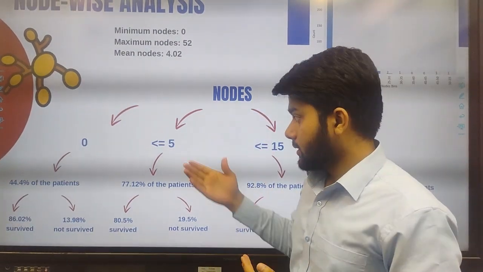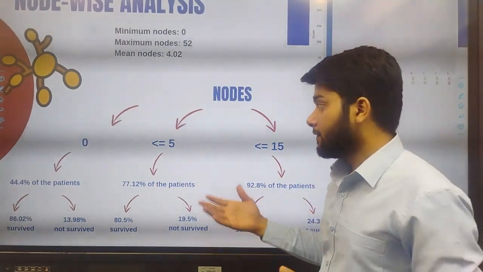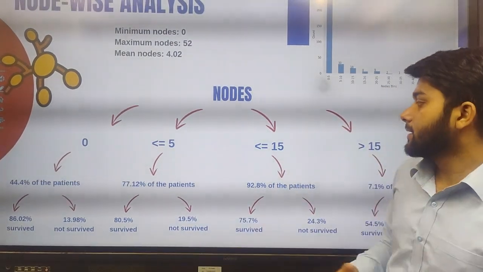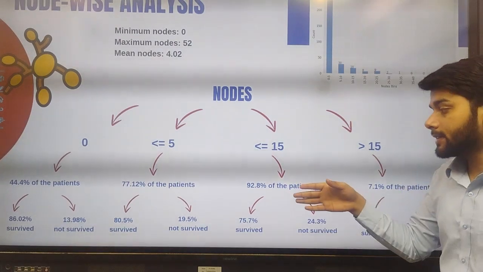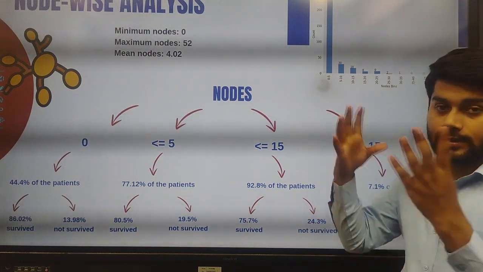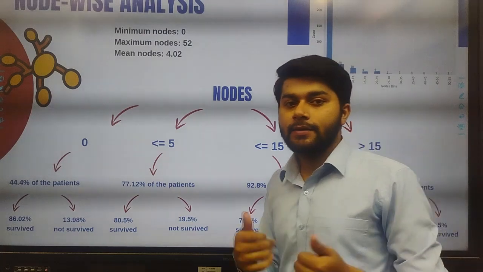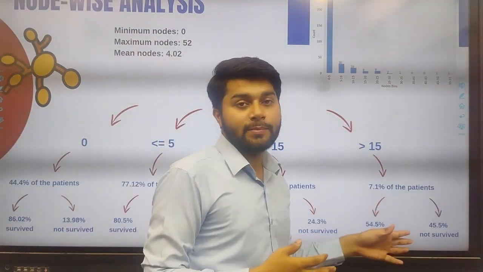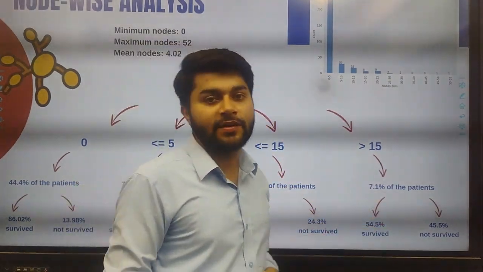Increasing the number of nodes, for 5 or fewer nodes, 77% of the patients fall in that group, and of them 80% survived and 20% didn't survive. If you consider 15 nodes or lower, 92% of the patients come under this group, and of them 75% survived and 25% didn't survive. And the last, if the nodes were 15 or more, 7% of the patients come under this, and 55% survived and 45% didn't survive.